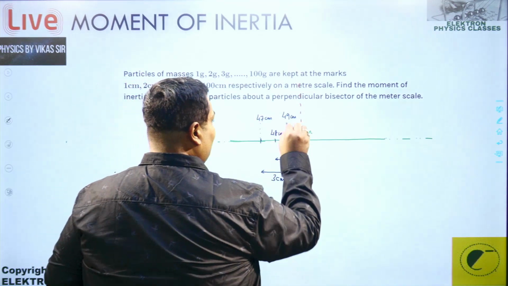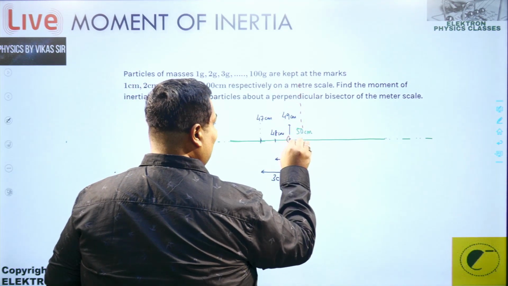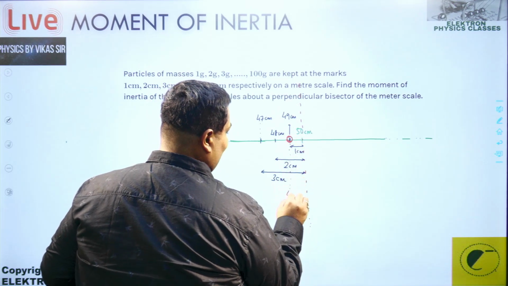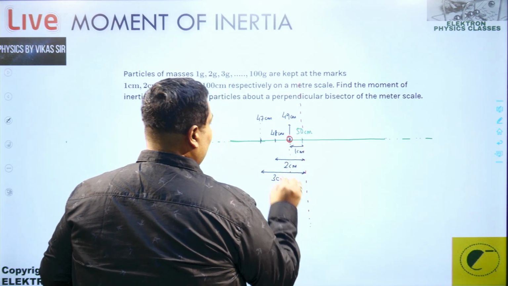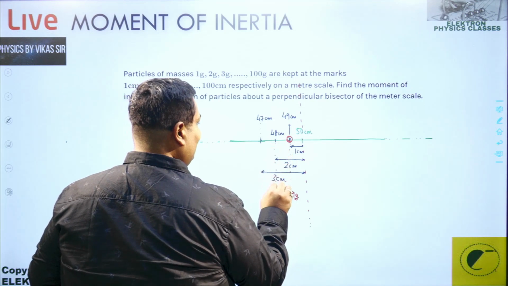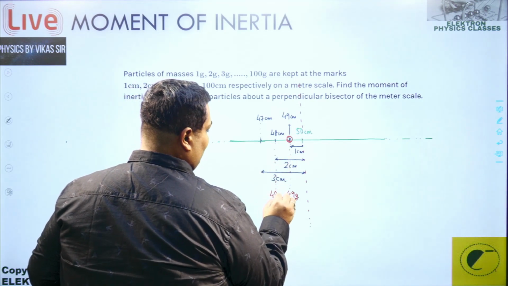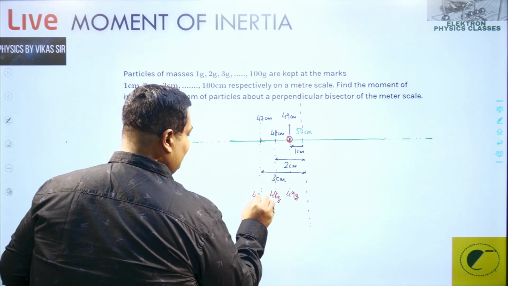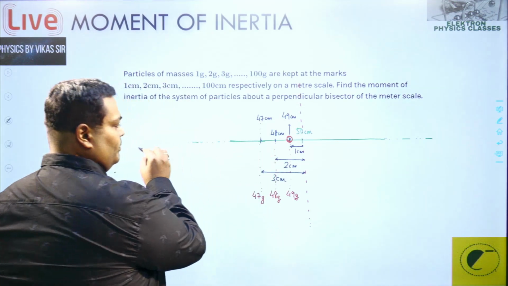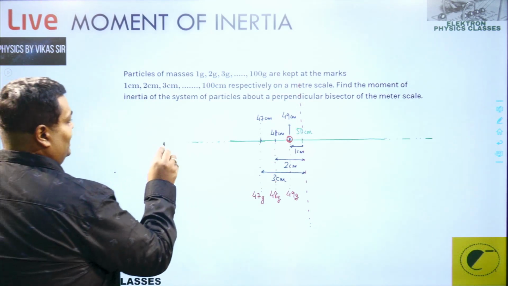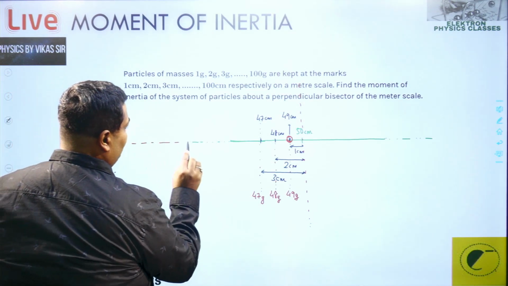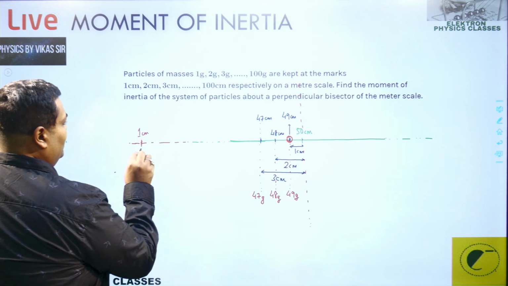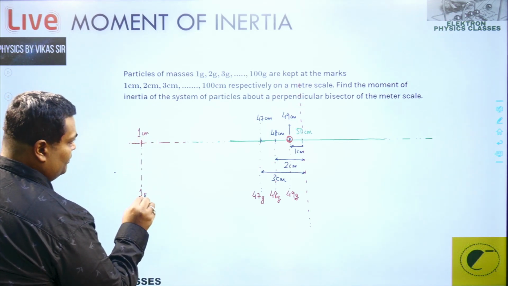So over here that will be 49 gram. This particle is of 49 gram. What about this particle? This particle is of 48 gram. What about this particle? This is of 47 gram, and so on over here. That means the first particle was somewhere here. That was at 1 centimeter mark. And this particle was of 1 gram.